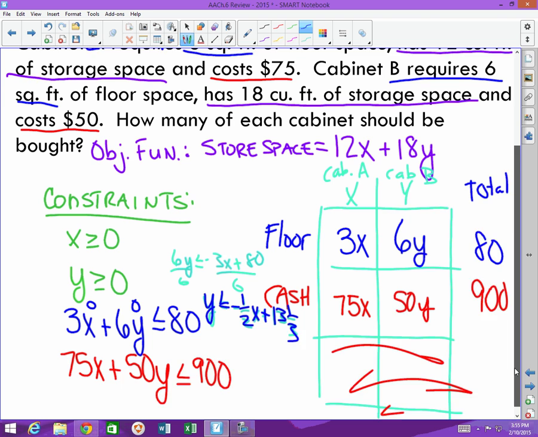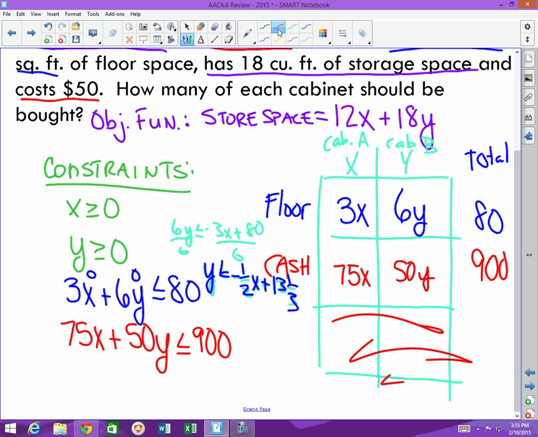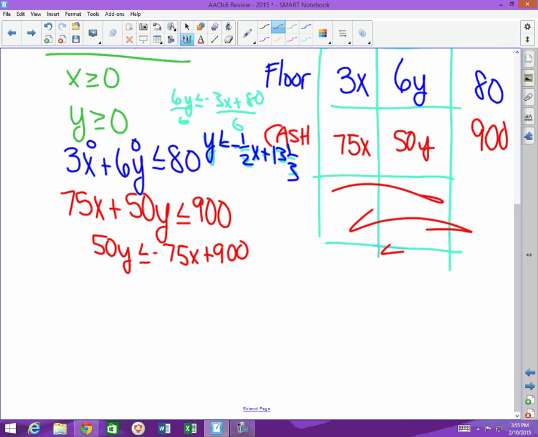Okay, then the other equation, we have to solve this one for y as well, so we subtract and we would get 50y is less than or equal to a negative 75x plus 900. Divide by 50, and y is less than or equal to a negative 3/2 x plus 18.